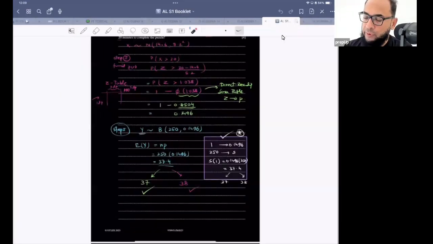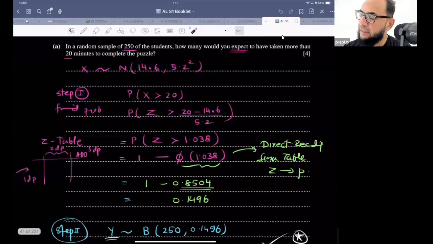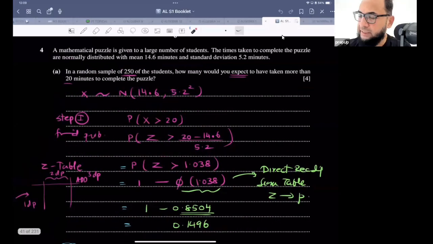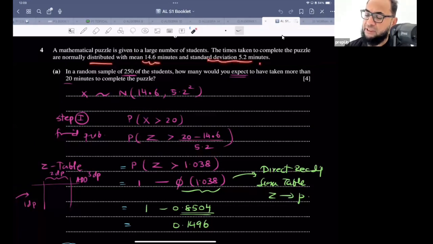So I'm coming back over here and the first question is over there, which you can see. It says a math puzzle is given to a large number of students. The times taken to complete is normally distributed with mean this much and standard deviation this much. In a random sample of 250 of the students, how many would you expect?